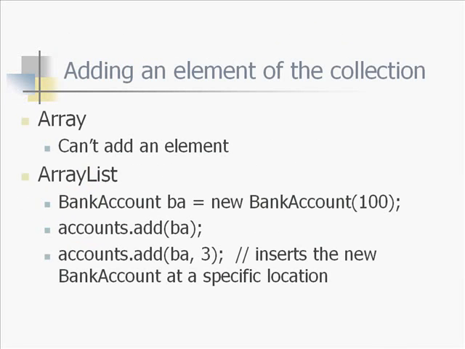Next, how do we add an element to the collection? Well, once you create the array, you can't add an element, so that's NA for that one. For a bank account, let's say we had a bank account called BA. We could say accounts.add(BA), that would add it to the end, or if we wanted to insert it at a specific location in the accounts array list, we could say accounts.add, name the bank account, and then specify the position that we wanted the new bank account to be in.